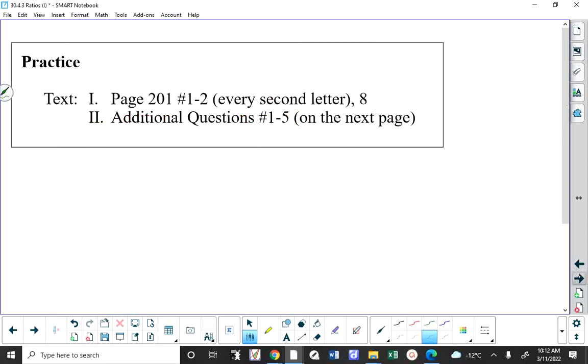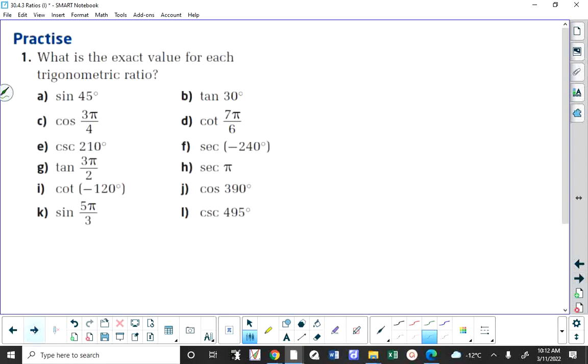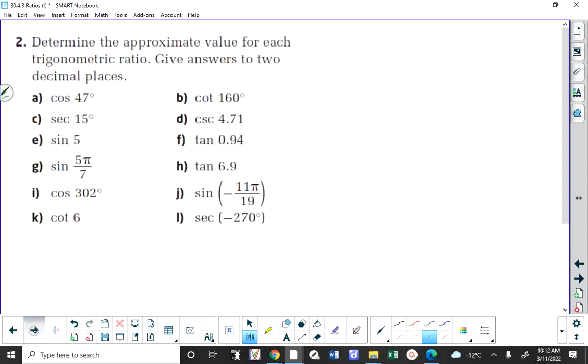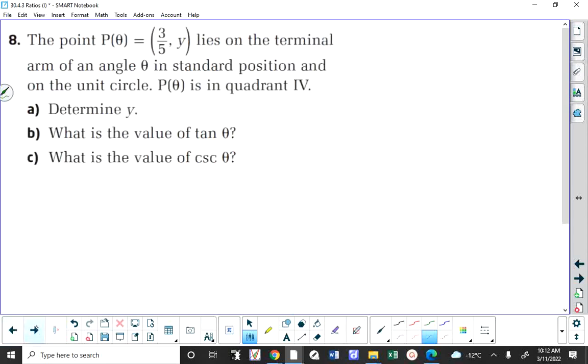All right. So lots to practice here on page 201, 1 and 2, every second letter. Just get some practice. I believe that's the section where you're finding exact values of trig ratios. So you're going to the unit circle and looking at x and y. R you don't need to look at because it's 1. Number 2, by the way, is just calculator work. Number 8 is basically what we were just working on with the x, y, and r.